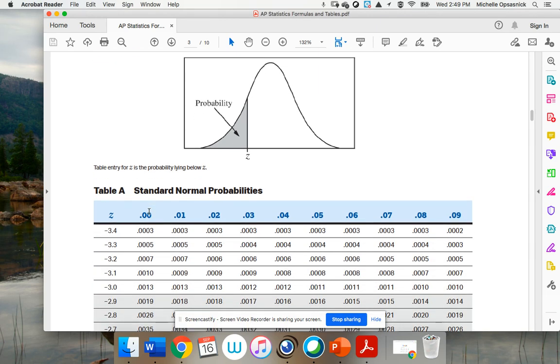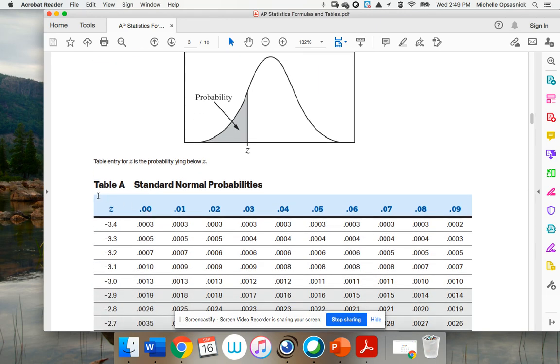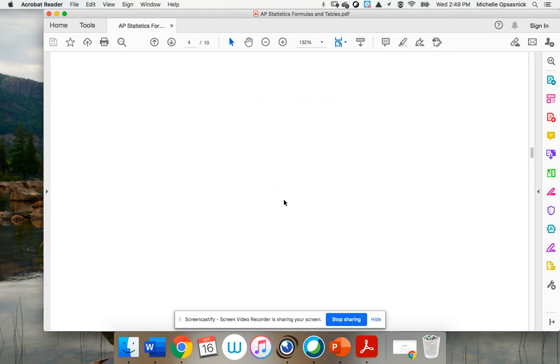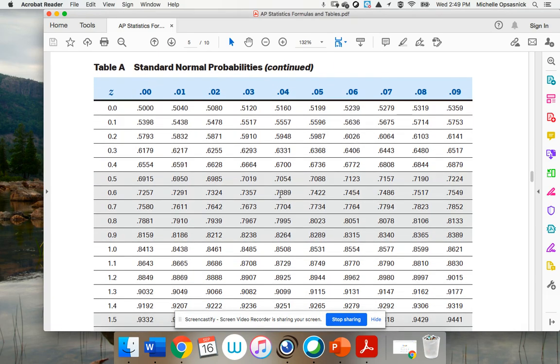And I do want to mention a couple of things about Table A. Table A is separated into 2 pages, and you have both negative and positive values for Z. So all the negative Z scores come first, and then it's kind of split over 2 pages. Then you've got your positive Z scores on the next page here.